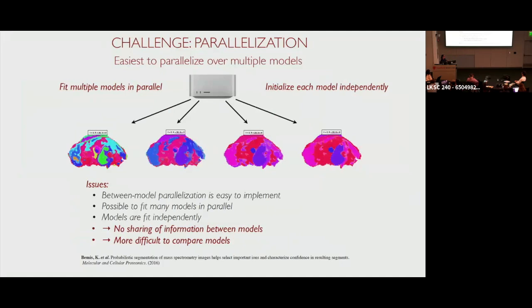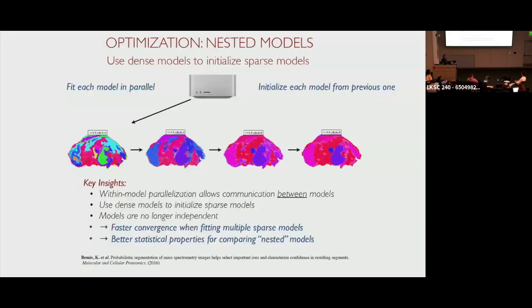Originally, we parallelized over different models. If you're trying a bunch of different parameter sets, each of the models would be fit in parallel. That was convenient because it's easy to implement. It's useful if you're fitting multiple models, but it does not allow us to communicate or share information between those models. And if you're only fitting a couple models, it doesn't help you that much.